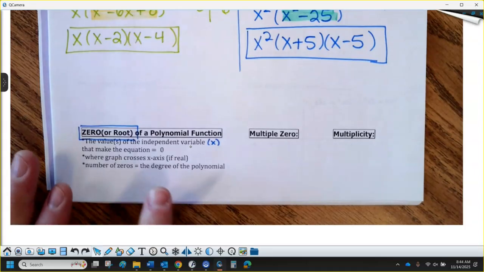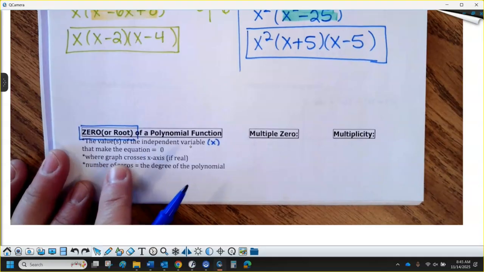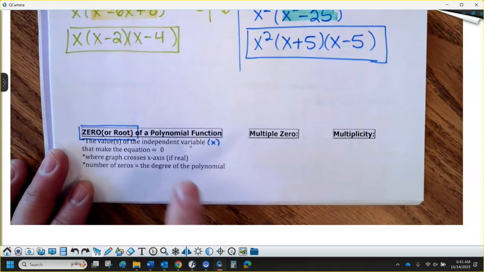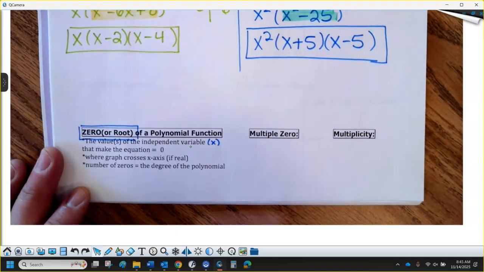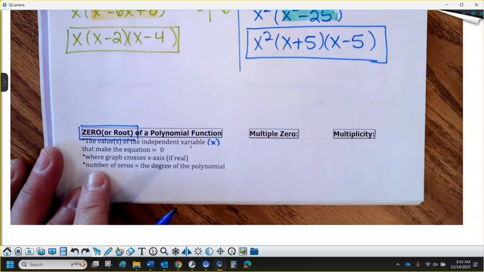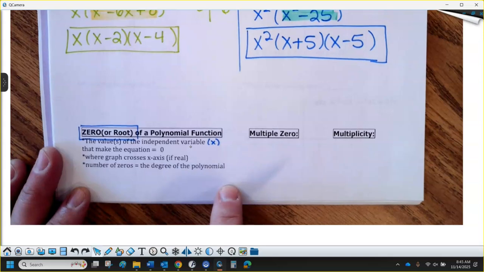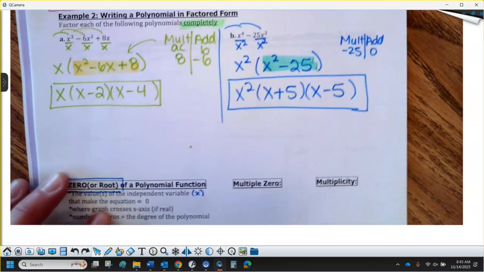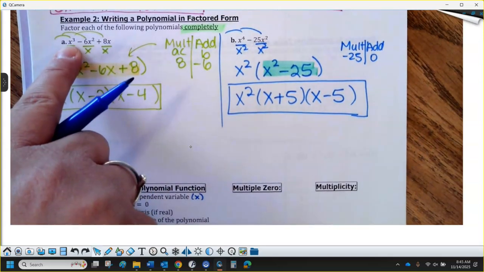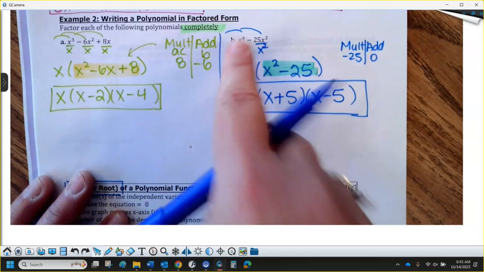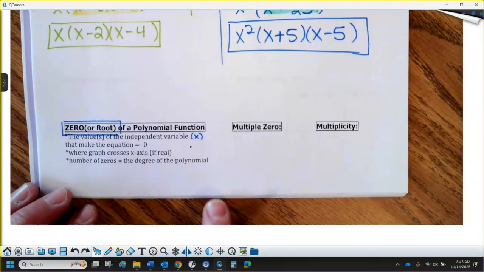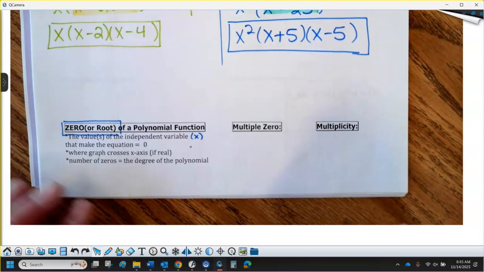Now, if you have a 0 or a root, if you have a graph, you can actually see these where the graph crosses the x-axis if it's a real number. If it's imaginary, we'll do that later on. And then the other important part: the number of zeros equals the degree of the polynomial. If you remember from yesterday, this degree is 3, this degree is 4. It's just the highest power of x. And that's where this little thing at the bottom comes into play.